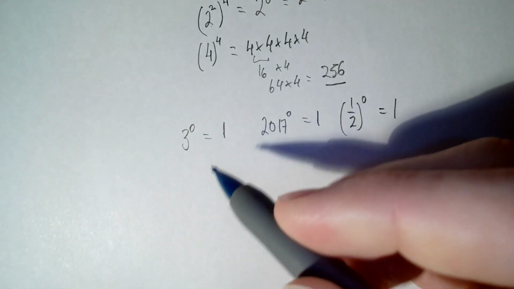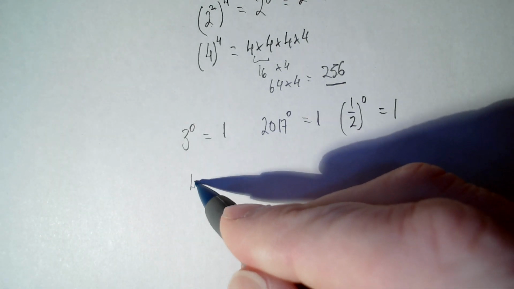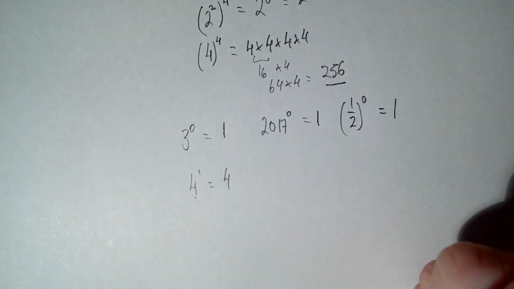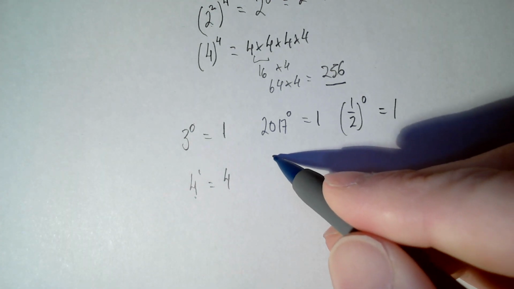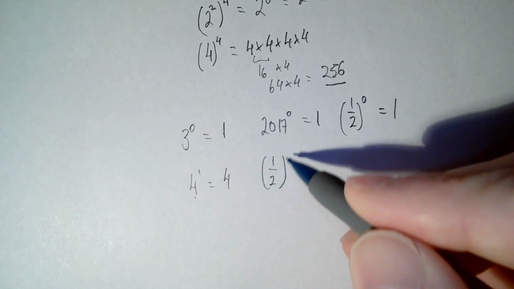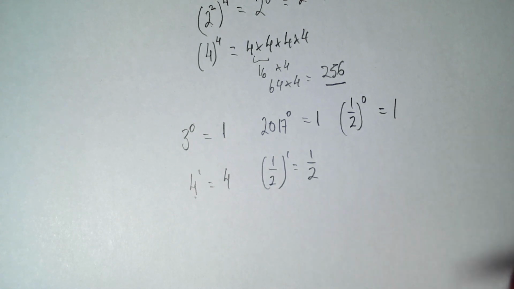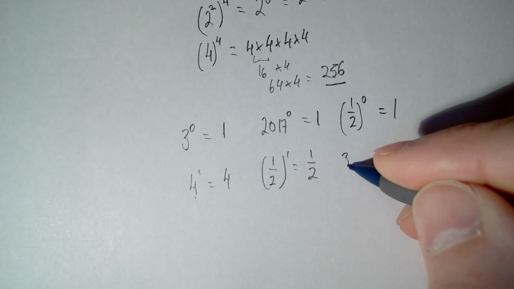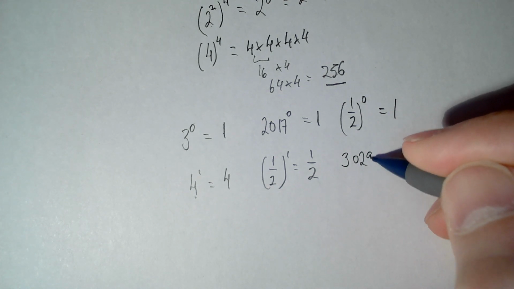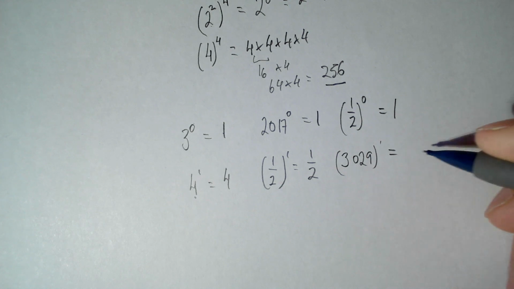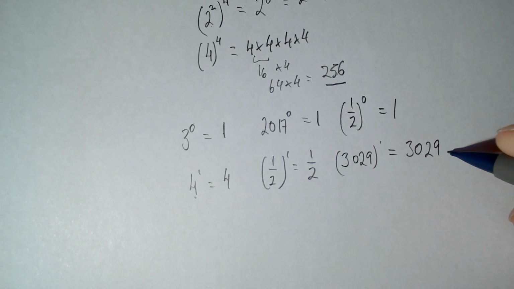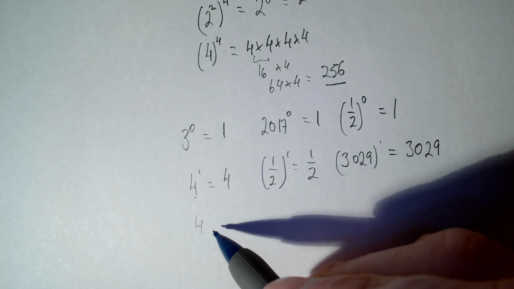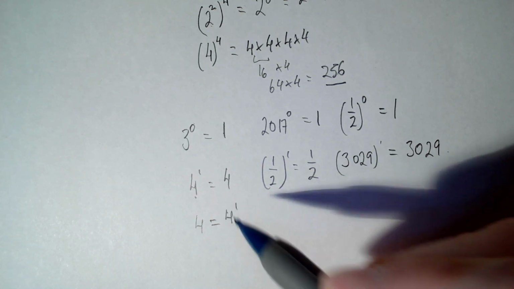The second special case is any number to the power of 1 is the number itself. So 4 to the power of 1 is 4. A half to the power of 1, well, that's a half. And 3029 raised to the power of 1 is, well, that's 3029. And we just bear this in mind that we can actually write any number as itself to the power of 1, because that will come in handy sometimes.